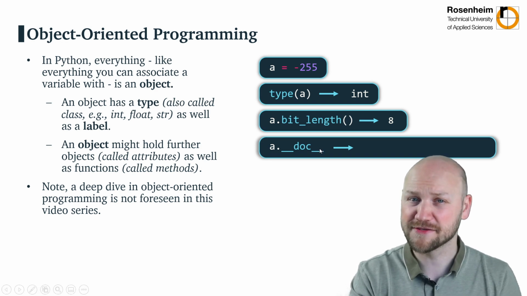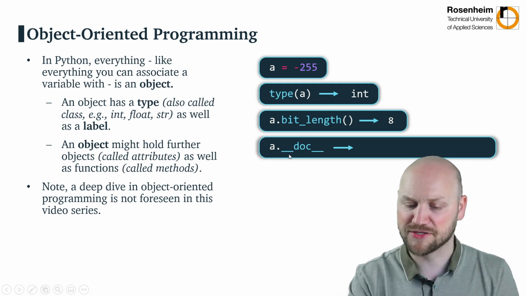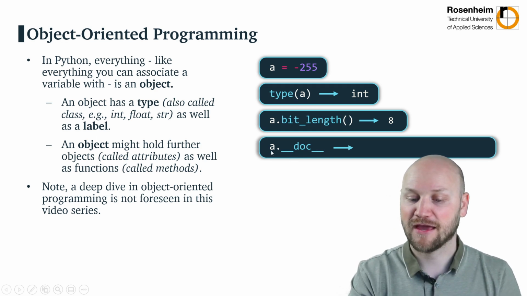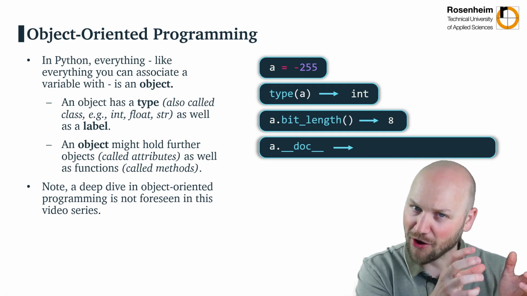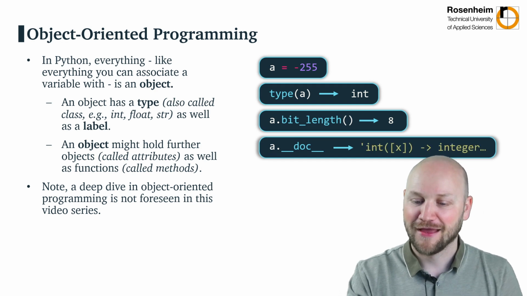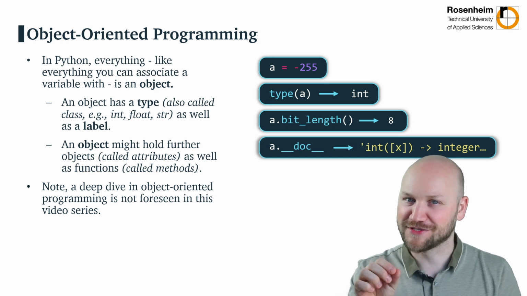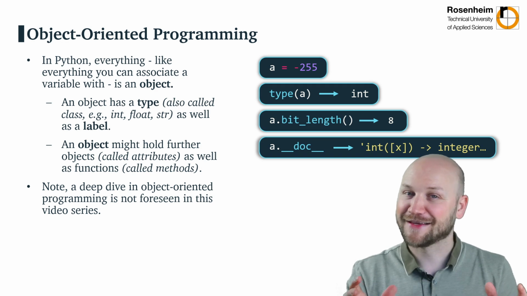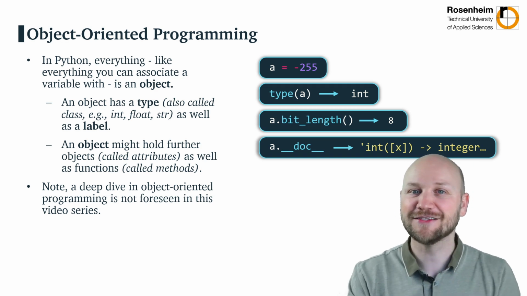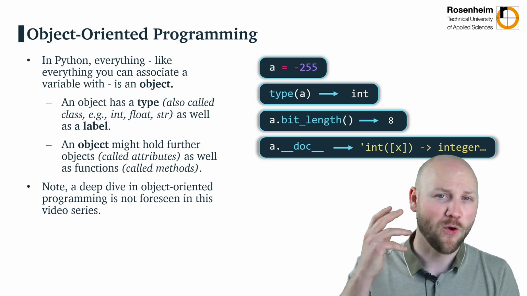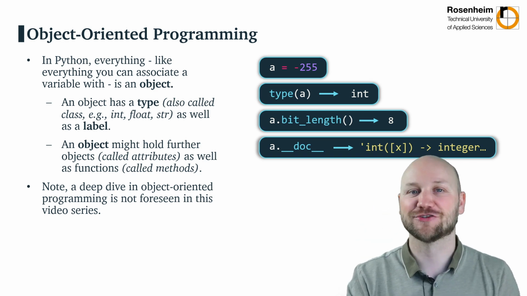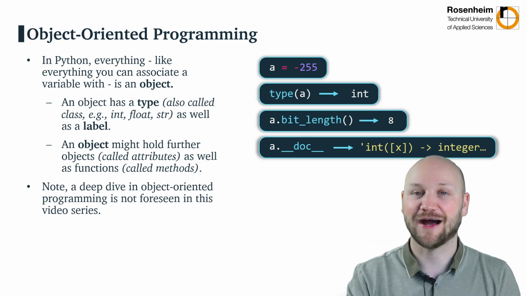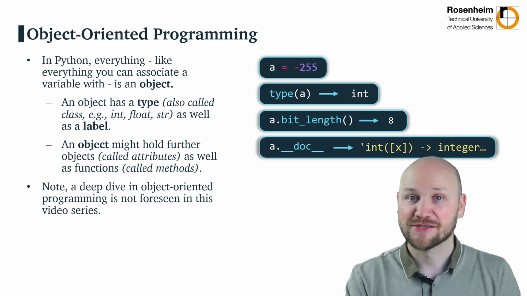An example for an attribute is shown here. There are no parentheses here, so we don't have a function or method. This is basically a variable that is stored in our object a. That's an object in an object, basically. What is stored here in __doc__ is actually another text. So you can have a string that is actually stored in an integer. In this case, the Python developers thought, okay, why not provide a documentation of the integer in our integer object.